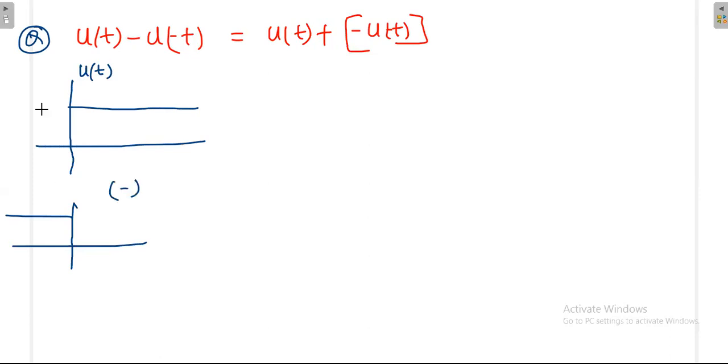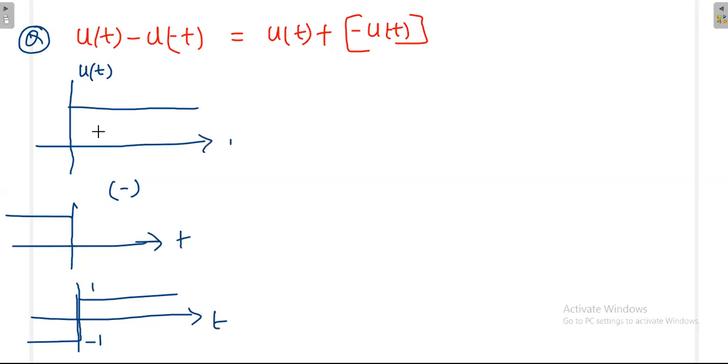Finally 0 minus 1 is minus 1, and then 1 minus 0 is 1. So finally you'll get the waveform like this. This is 1 and this is minus 1. That means for the positive time period you are getting plus 1, and for the negative time period you are getting minus 1.